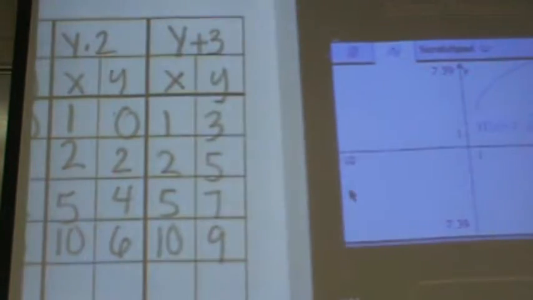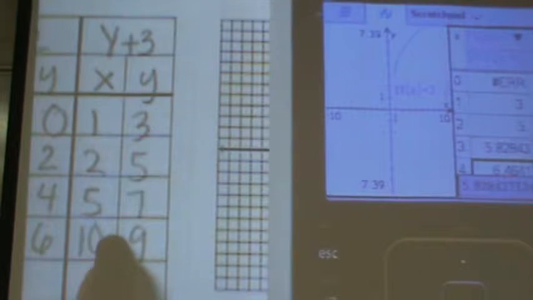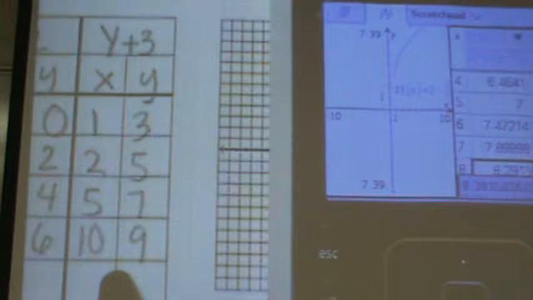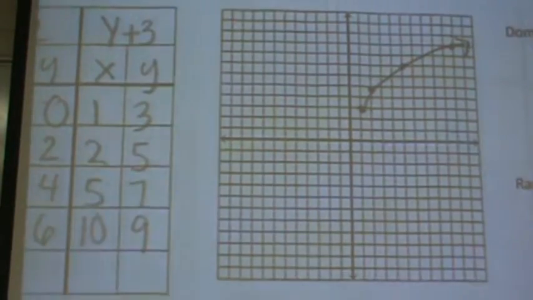So we can save time. Control T. Let's look at our graph. Are our numbers right? 1, 3, bingo. 2, 5, good. 5, 7, good. And 10, 9, good. Excellent. Next one.